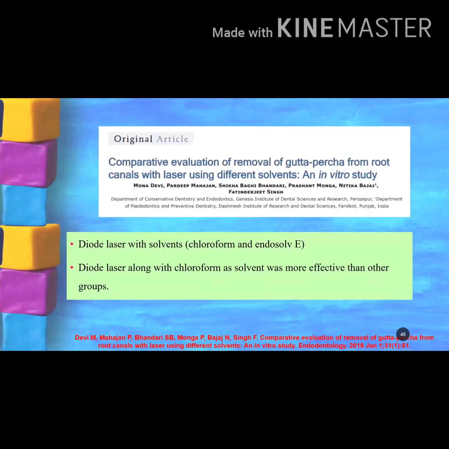Now, comparison of removal of the gutta percha from the root canal with the laser using different solvents. In that, they used diode laser with chloroform and Endosol E. They found that the diode laser along with chloroform as a solvent was more effective than the Endosol.